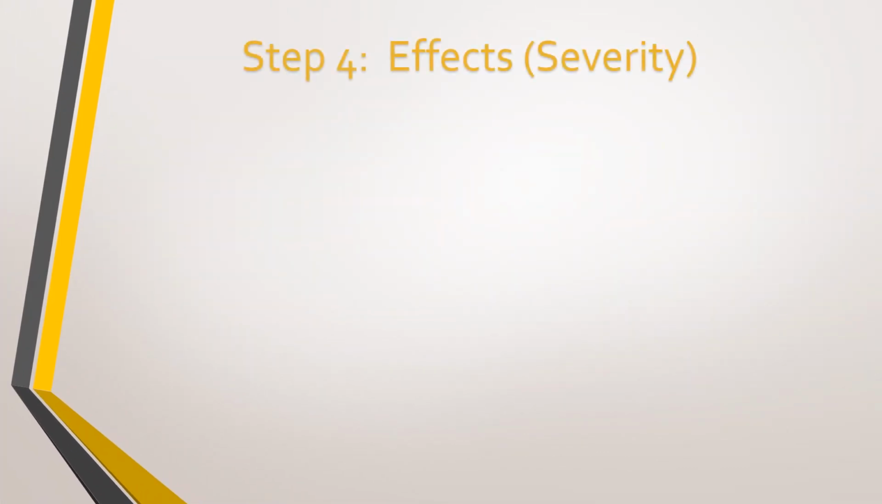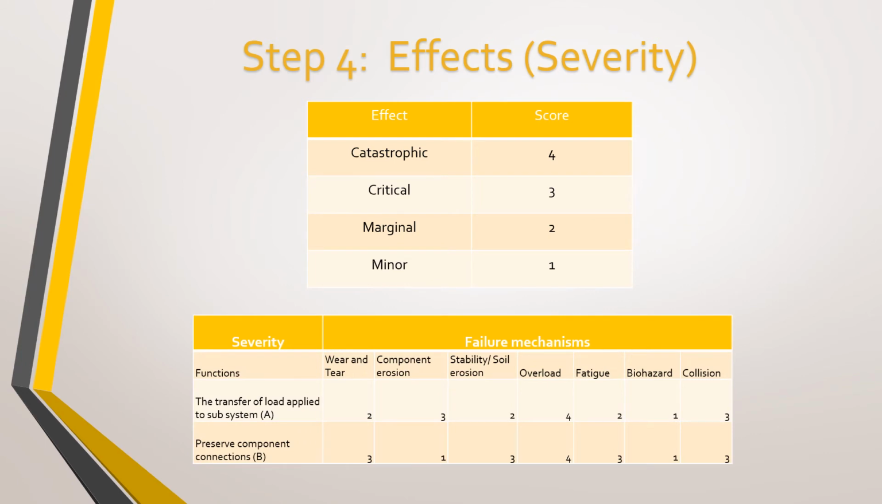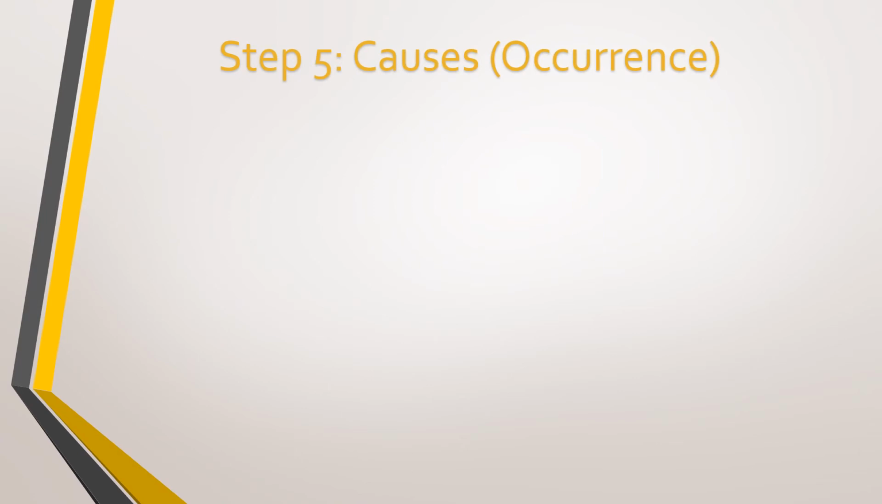The fourth step is then to establish the effects or the severity of these failure modes. How bad are the cascading effects, which we determined by using a 4-point scale ranging from minor to catastrophic. This table shows the severity for the abutment, and what you can see is that overload has very severe effects, while biohazard doesn't.